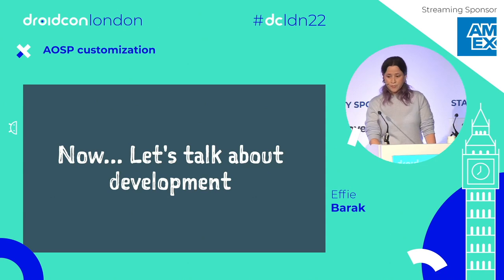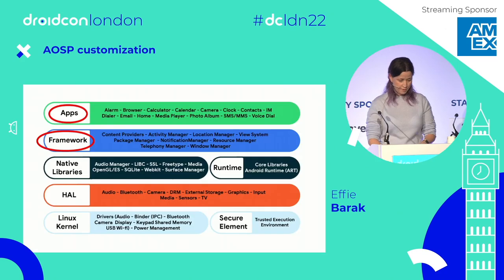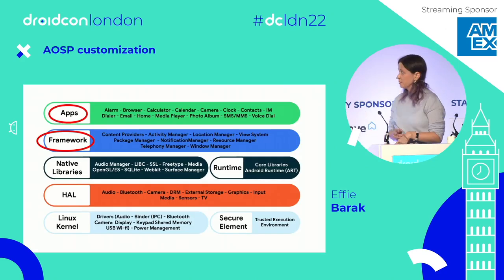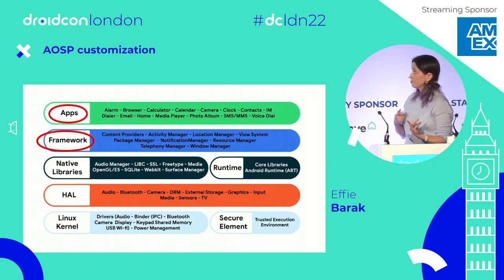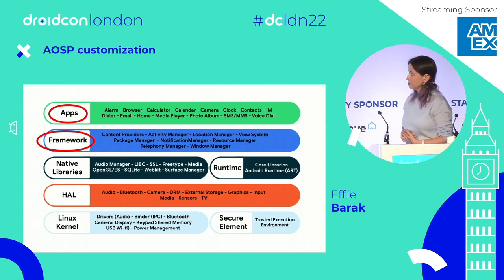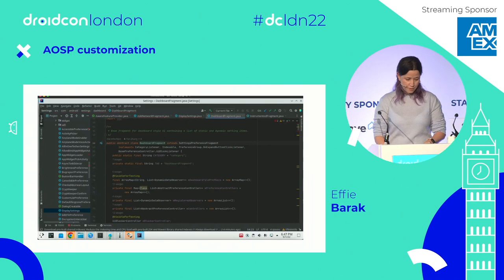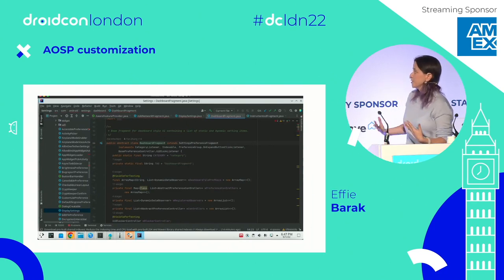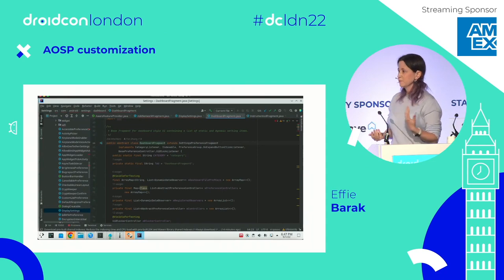All right, so let's talk about how we develop. We said a few times that we can develop for the framework and we can develop system apps, and we're going to talk about these two parts separately. I'm going to start with the framework. If we want to make changes to the framework, this is where we'll spend our time. This is where a Googler will spend their time if they're working on these classes.